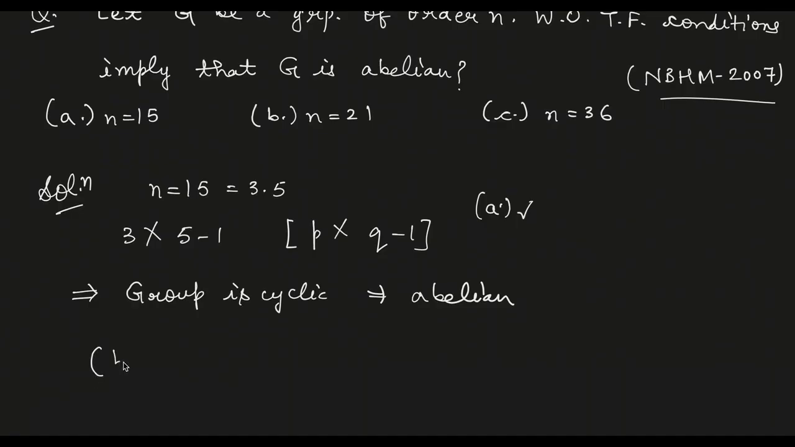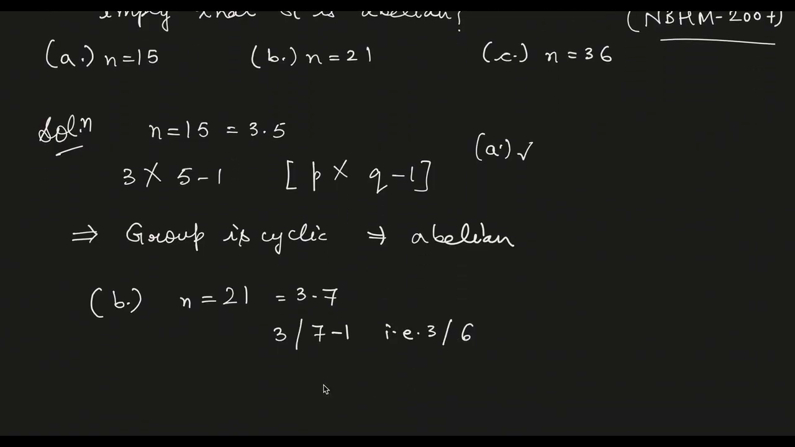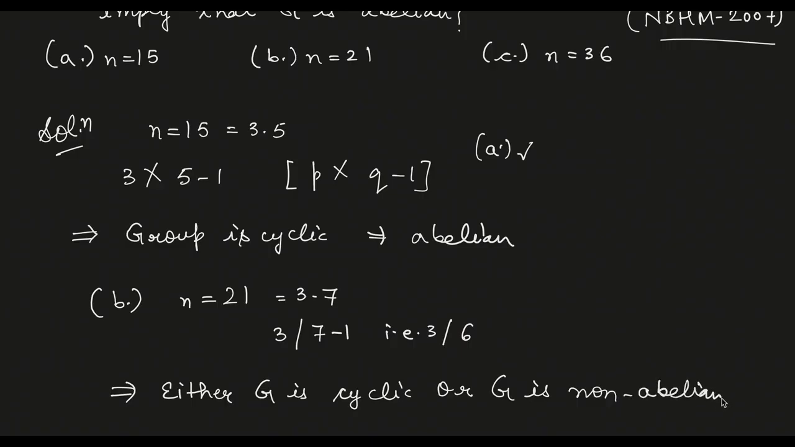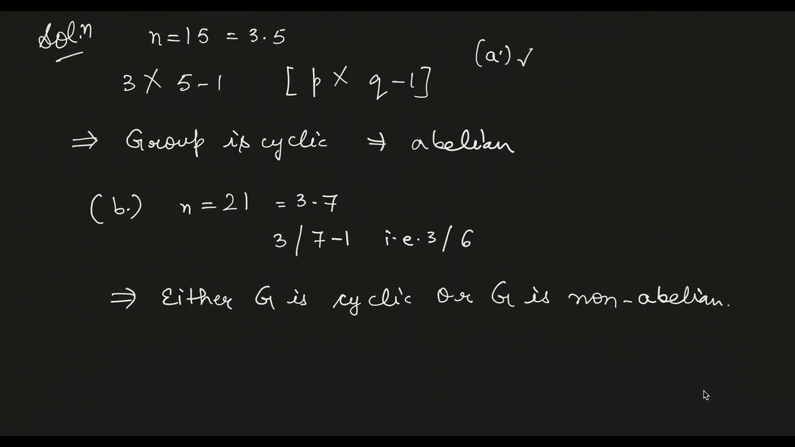And for B part, n is equals to 21. This is 3 into 7. So 3 divides 7 minus 1. So either group G can be cyclic or it can be non-abelian. So option B is discarded because it can be non-abelian also, na?